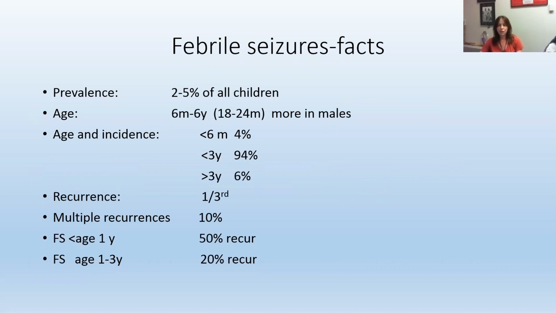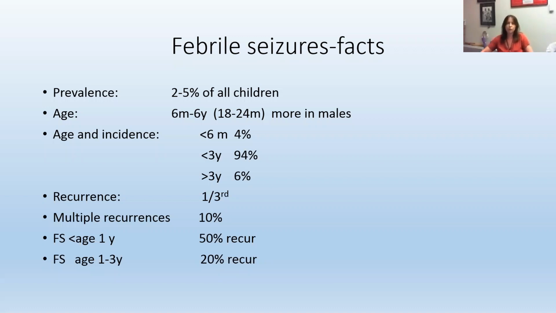As you can see, the incidence below 6 months is only 4%, while the incidence below 3 years is 94%, and above 3 years is 6%. So if we have a child who has it at the age of 6 months, it's a little bit unusual. Or if we have the first febrile seizure in a child who is older than 3 years, this is again a little bit unusual. In a third of the cases, it will recur. And in 10%, children will have multiple recurrences.